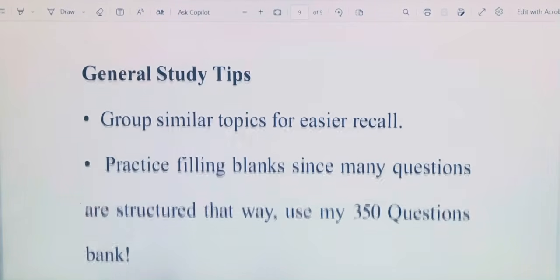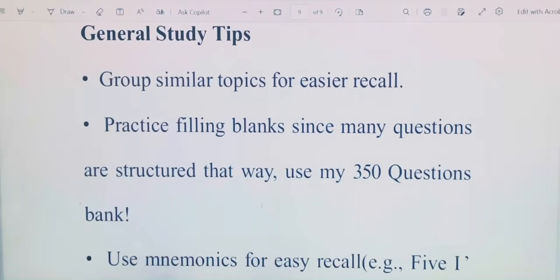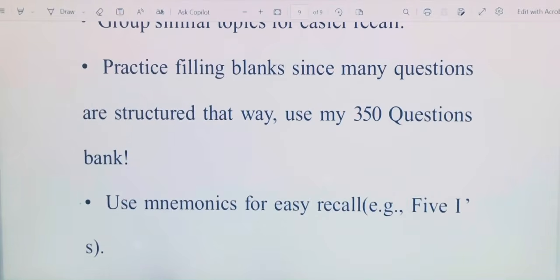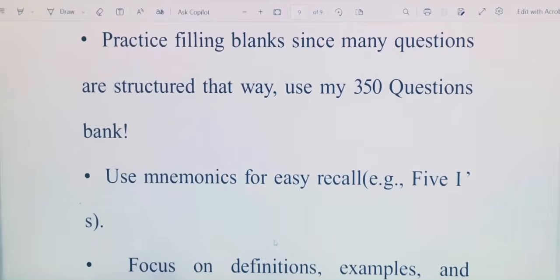Since many questions are structured that way, use my 350 questions bank. Then use mnemonics for easy recall. For instance, the five eyes when it comes to laboratory techniques is one mnemonic that can actually help you to remember. Mnemonics are more like abbreviations that can easily help you.